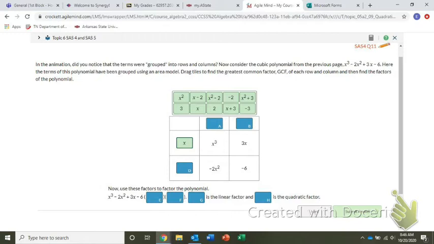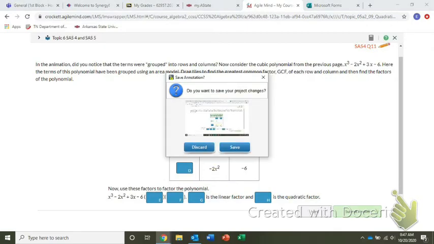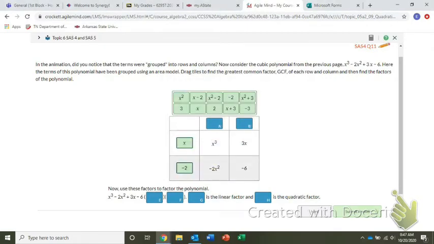Next, I highlight the bottom terms, and I have a -2x squared and a -6. Well, you have to think, it's got to be a number because that -6 doesn't have any x's. So what number goes into both -2 and -6? Well, it's a -2. Okay.